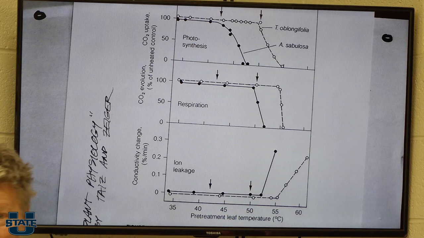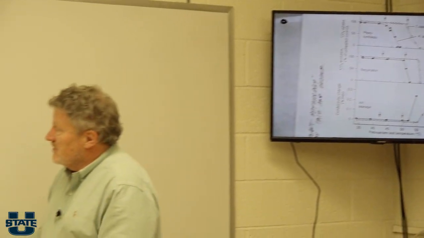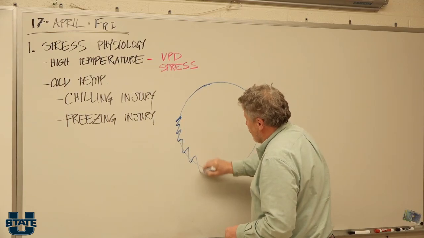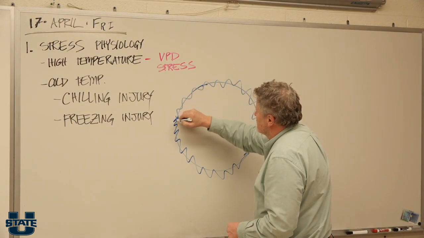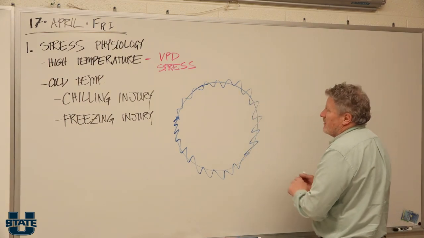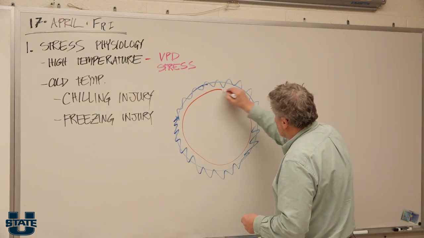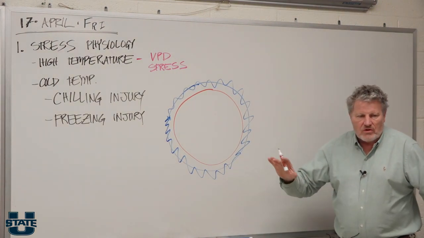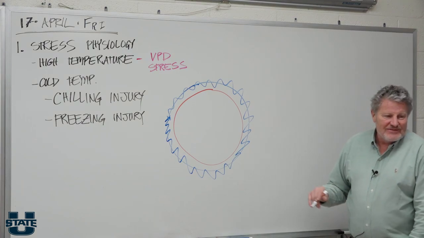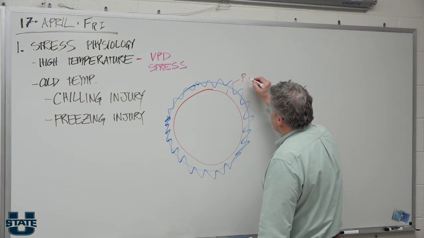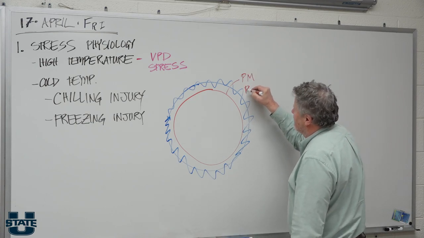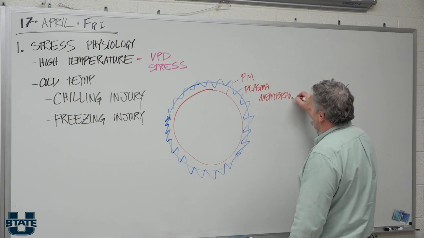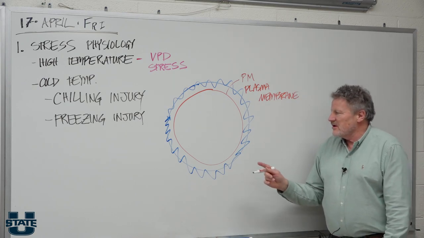This graph is ion leakage. And if we take a cell, we're going to get back to cells for all of this stuff. Here's a cell, and we'll do a cell wall, something like this. And then inside the cell wall is a membrane. The name of this membrane is one you have to memorize for lower level classes. You guys remember what this is? It's the main membrane, PM, plasma membrane. Now, all the membranes have different names, but this is the key one inside the cell.